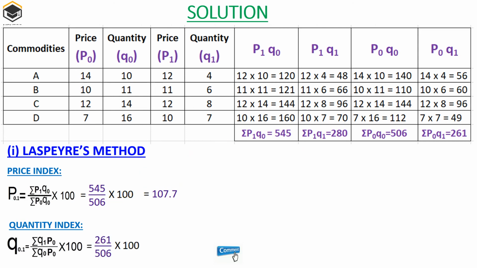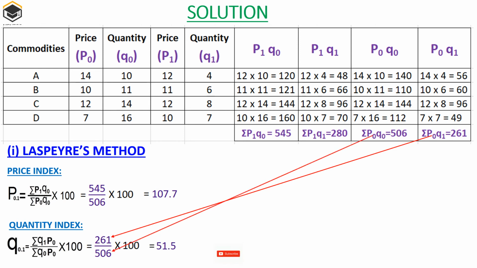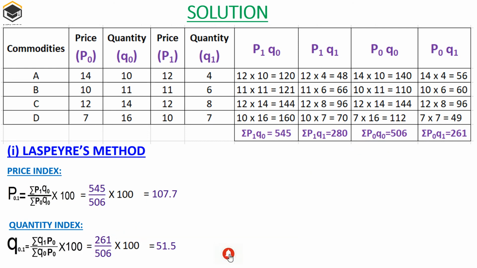107.7. In the same way, the quantity index: Q1 P0 divided by Q0 P0 into 100. Here the values I will have are 261 divided by 506. If I do the calculation, I will have 51.5. So these are my price index and quantity index under the Laspeyres method.